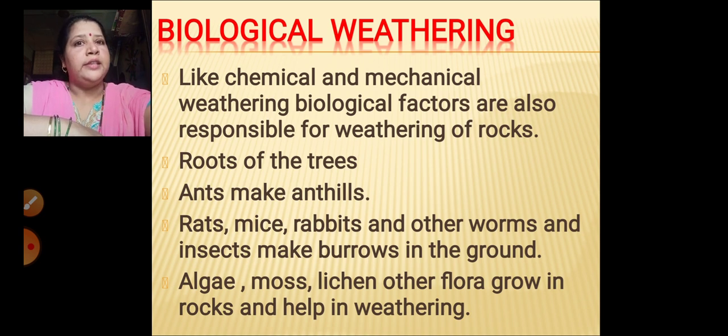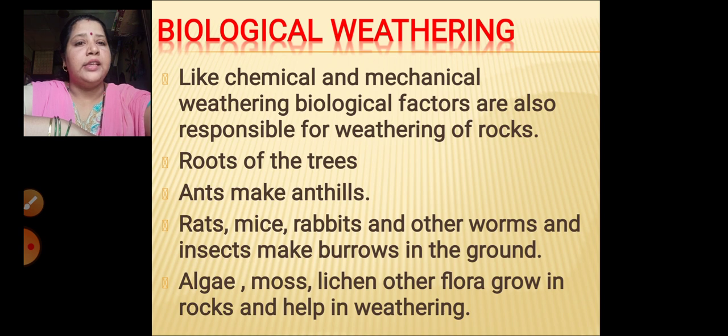Then the next thing is the ants. You all must be knowing the ants make anthills, and big anthills. And when the ants are making the anthills, what happens? There is biological weathering over here, weathering of the rocks. Then rats, mice, rabbits, other worms, insects, they make burrows in the ground. Because they have their home in the ground, they make holes in the ground. Okay, and this also leads to weathering. And so these animals are called burrowing animals.